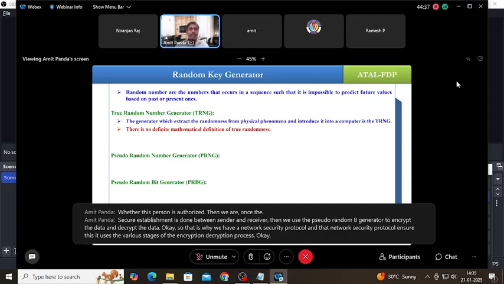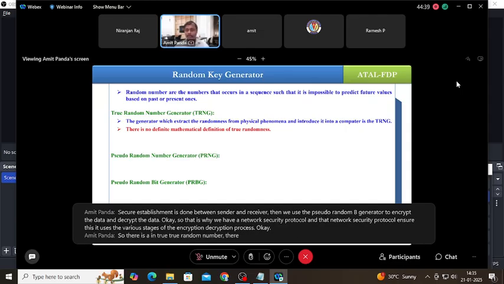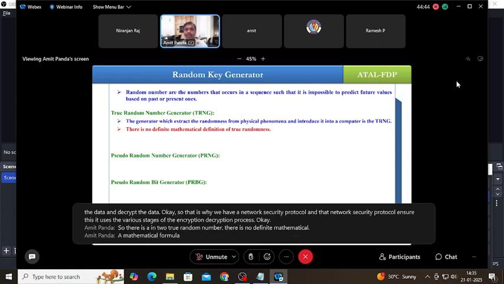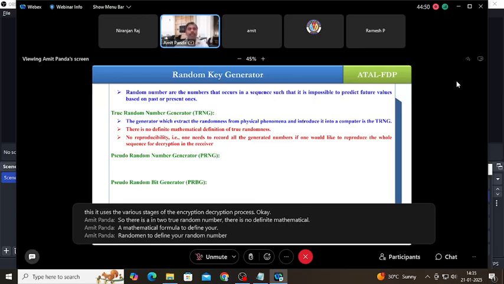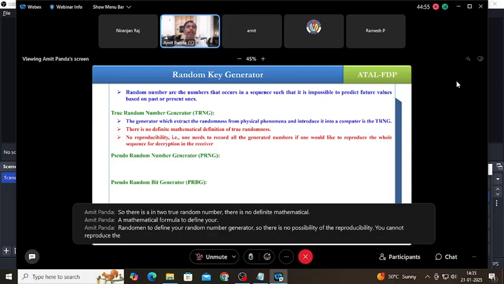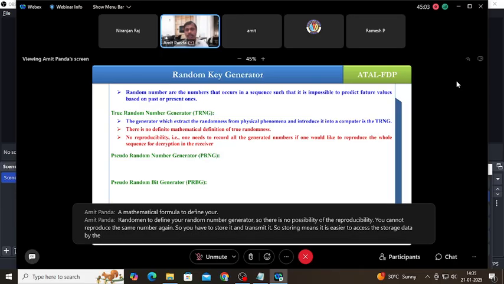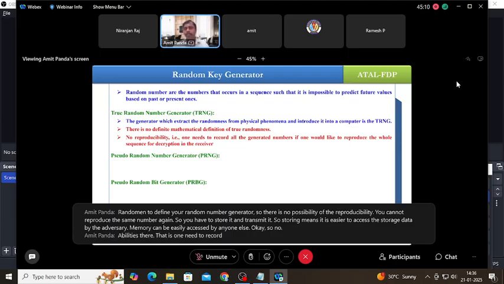Okay, in a true random number there is no definite mathematical formula to define your random number generator. So there is no possibility of reproducibility. You cannot reproduce the same number again, so you have to store it and transmit it. Storing means it is easier for the adversary to access the stored data. Memory can be easily accessed by anyone else. So there is no reproducibility. One needs to record all the generated numbers if one would like to reproduce the whole sequence for decryption at the receiver.